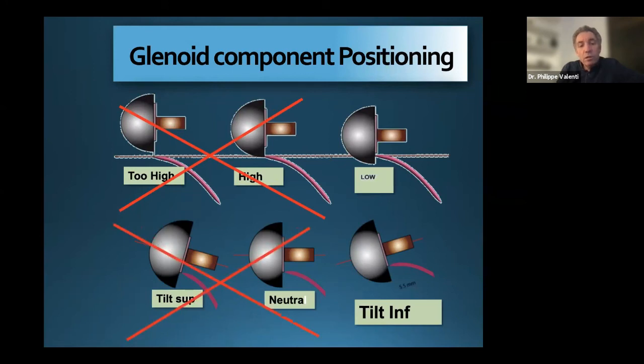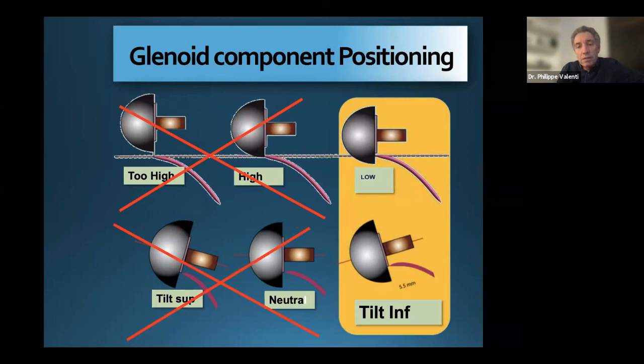If you put a superior tilt or neutral tilt, you have a risk of glenoid loosening. And it's important to remember that the academic rule recommends to put the glenosphere lower and with an inferior tilt, to obtain a good compression of the base plate to the glenoid bone. This is the academic rule.